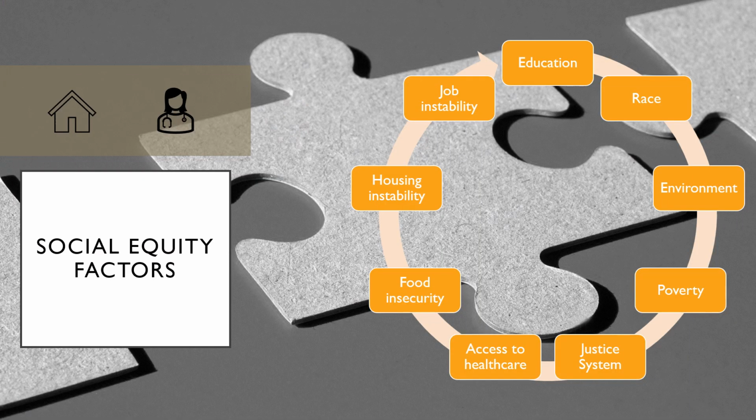I want to just share some social equity factors, factors that can influence a person's ability to be successful and to thrive. That includes your education, race, environment, poverty, the justice system, your access to things like healthcare, food insecurity, housing instability, job instability. All of these are social equity factors.